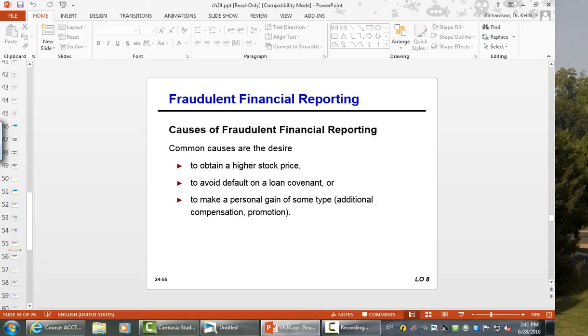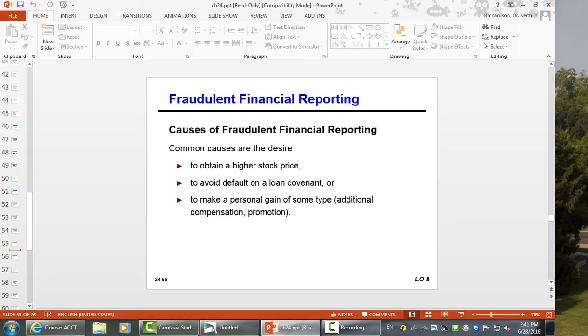Common causes for fraudulent financial reporting: get the stock price up. When I issue stock, I get more money. If I have stock options, when I sell my stock options, I get more money. Either way, right? So personal interest, company interest.